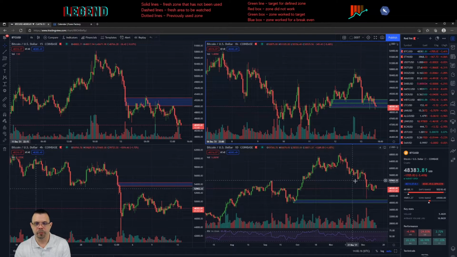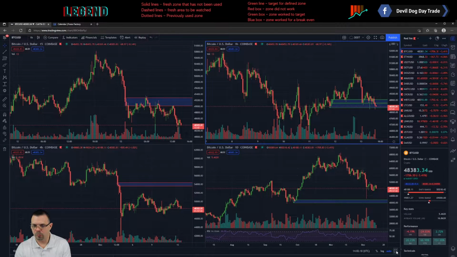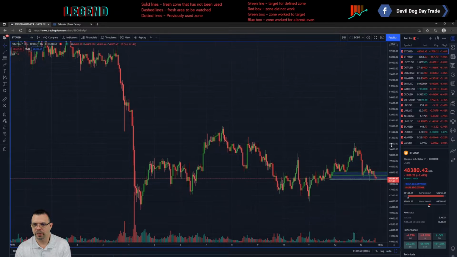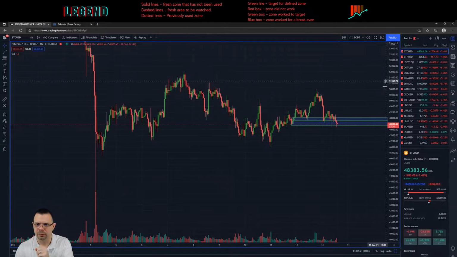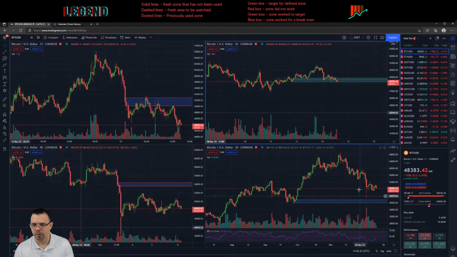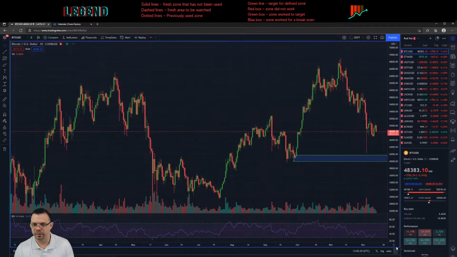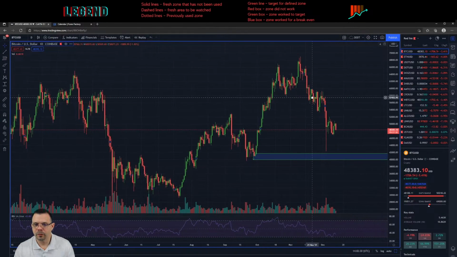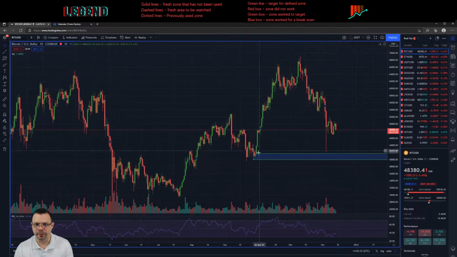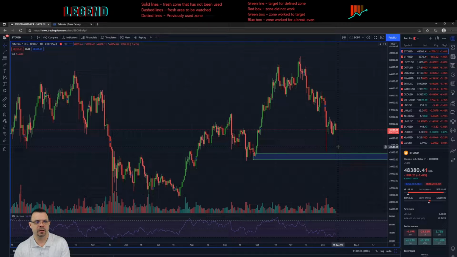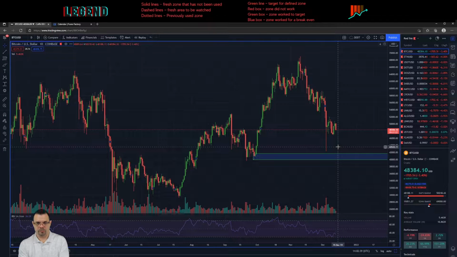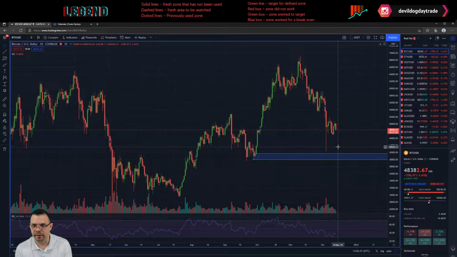Right, for Bitcoin. Bring up the daily chart here, and you can see, sorry, this is an hourly chart. I want to actually open up the daily one. So we have this area right down here that's very, very strong, right? Very significant area on the daily chart that would be very difficult for price to get down through.